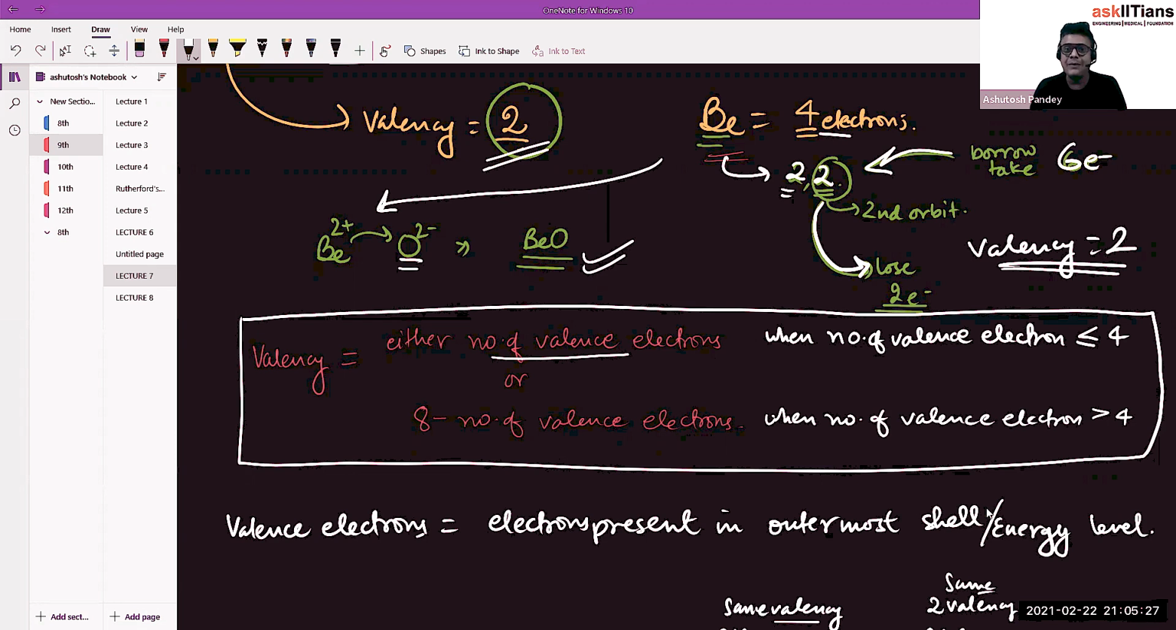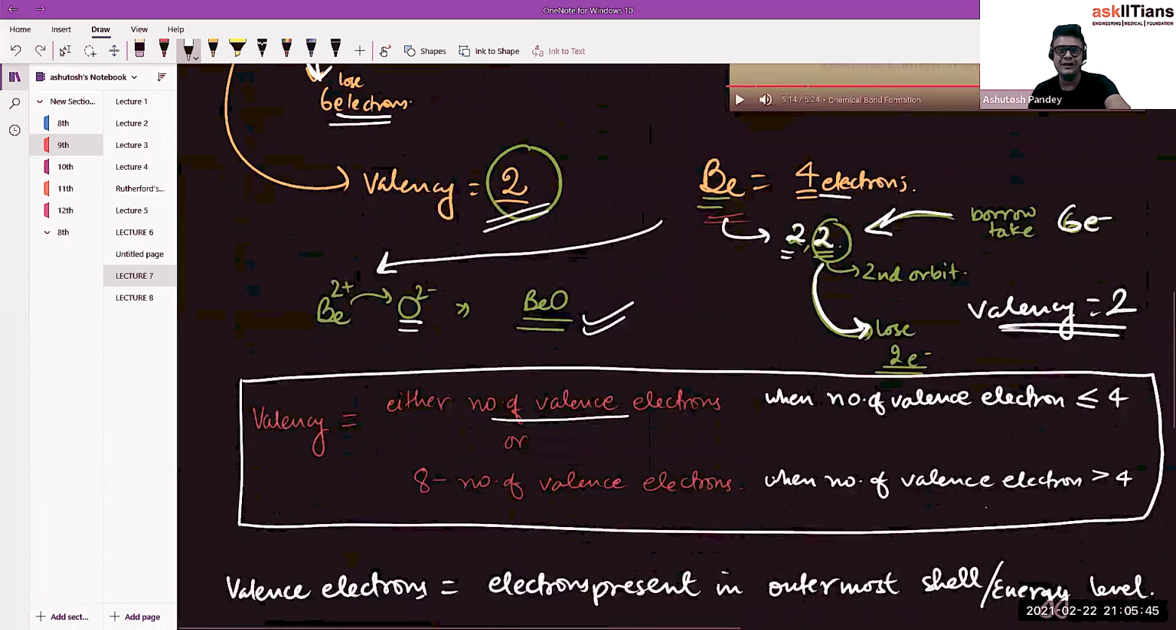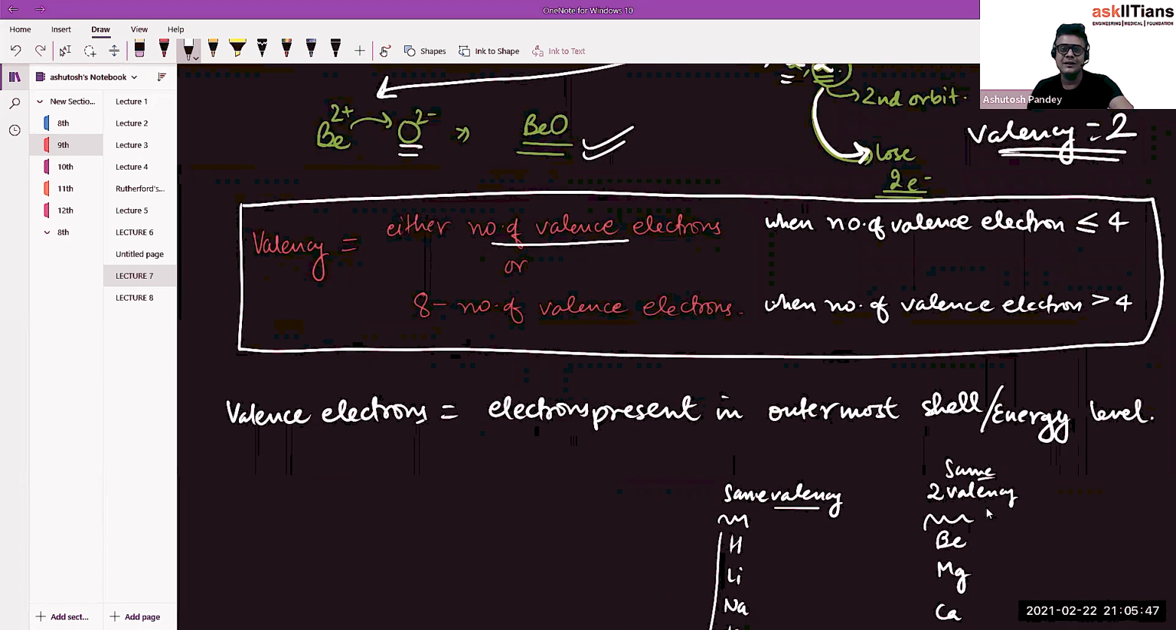Or the valency is 8 minus the number of valence electrons, when the number of valence electrons is more than 4. In oxygen's case, the number of valence electrons is 6, which is more than 4, so its valency is 8 minus 6. So 8 minus the number of valence electrons gives the valency of the element. Clear? Valence electrons means the electrons present in the outermost shell, outermost energy level or outermost orbit.